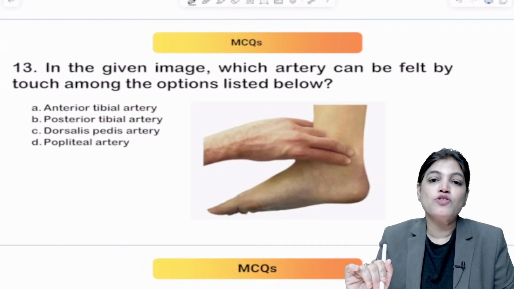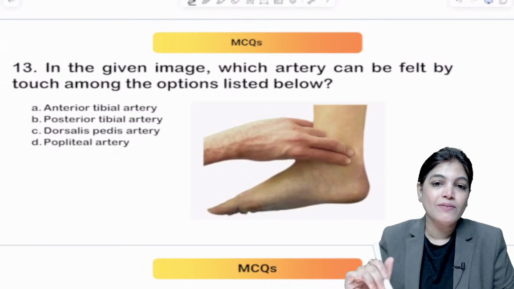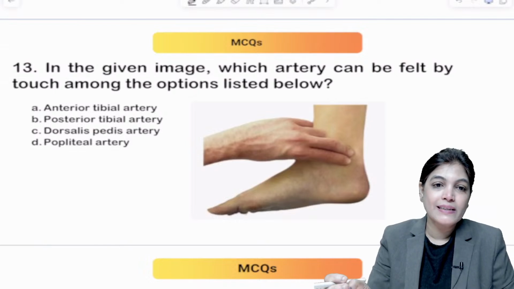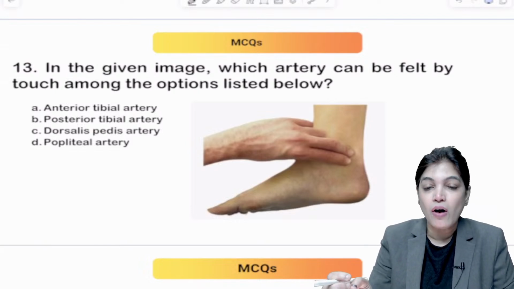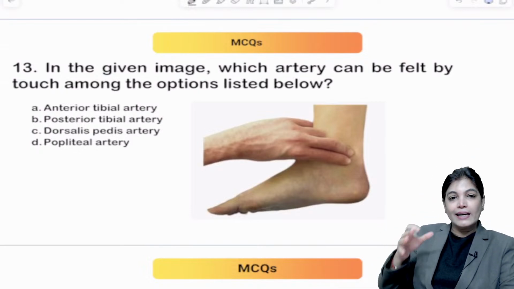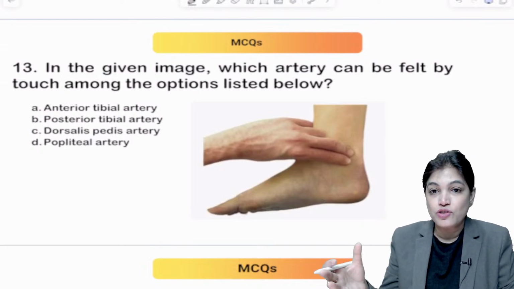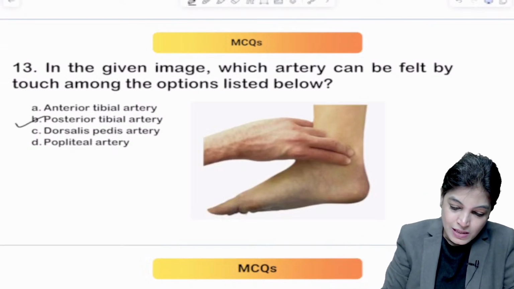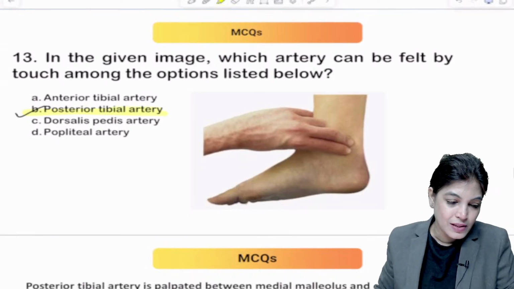In the given image, which of the following arteries is being palpated? Whether the artery being palpated is anterior tibial artery, posterior tibial artery, dorsalis pedis artery, or the popliteal artery. What we can see here is that the palpation is done posterior to the medial malleolus. The correct answer is posterior tibial artery and most of the students have given the right answer.